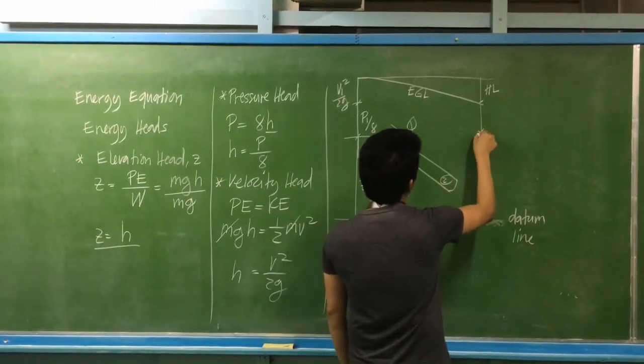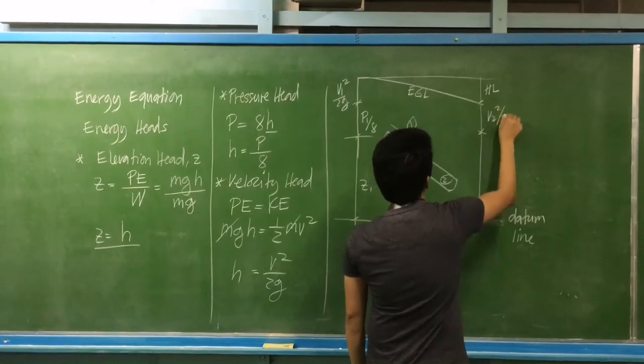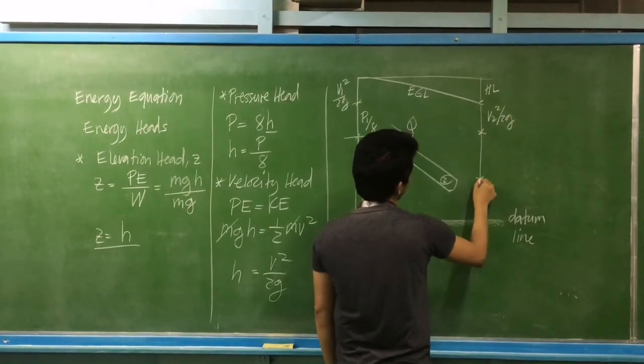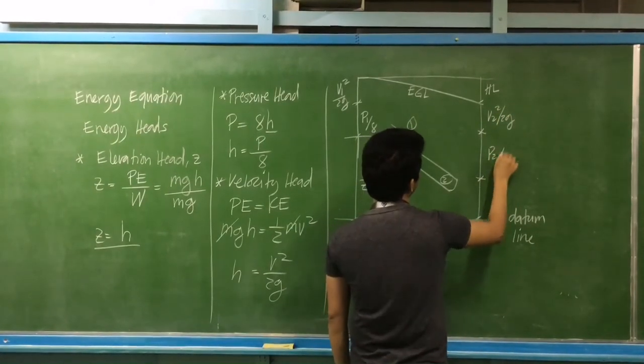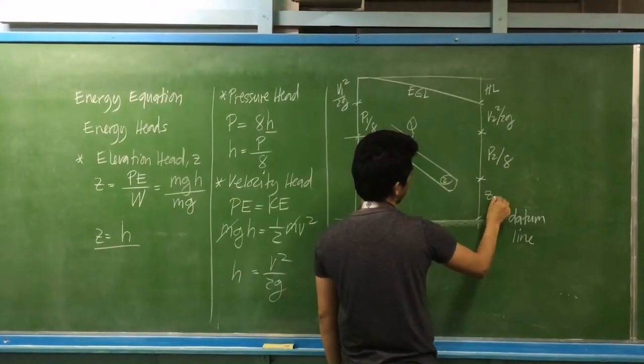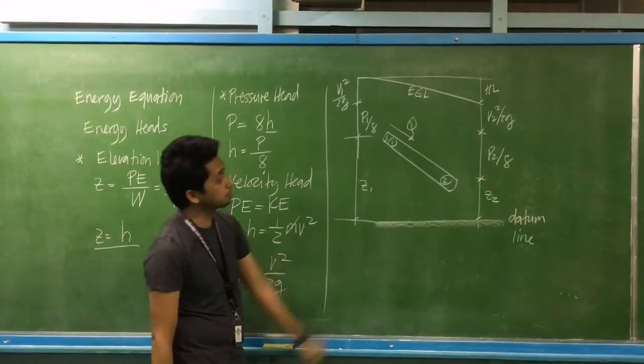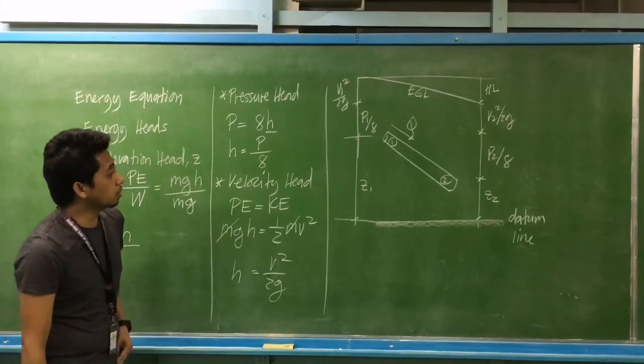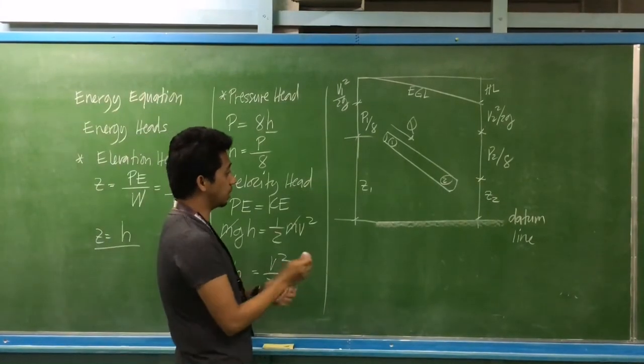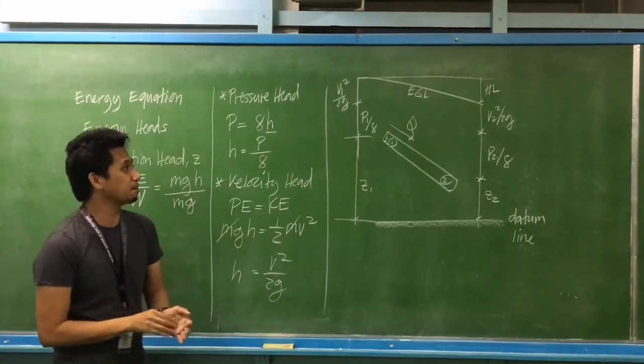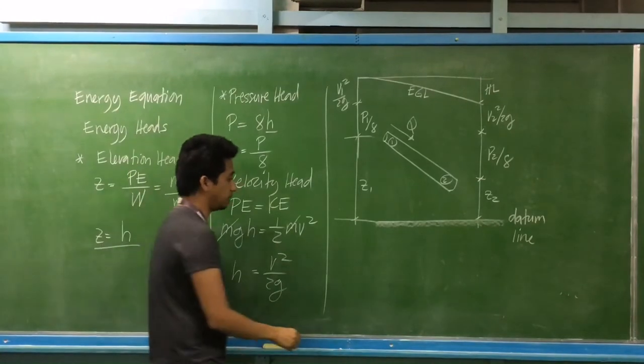Then, okay, the same elements, this is the velocity head at point 2. Then we have the pressure head at point 2. Then the elevation head at point 2. So if we are to construct, from the energy equation, this is from the law of conservation of energy.